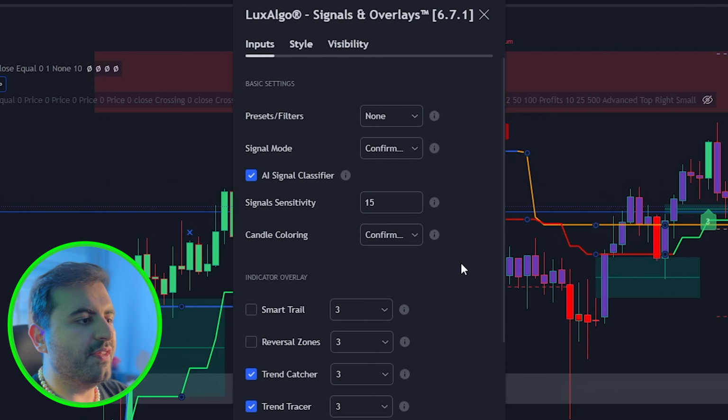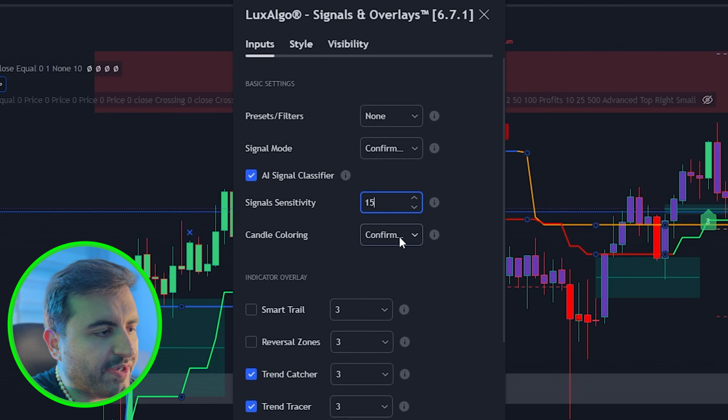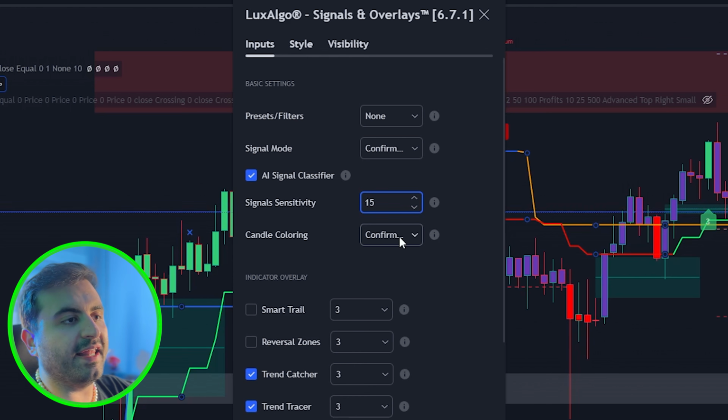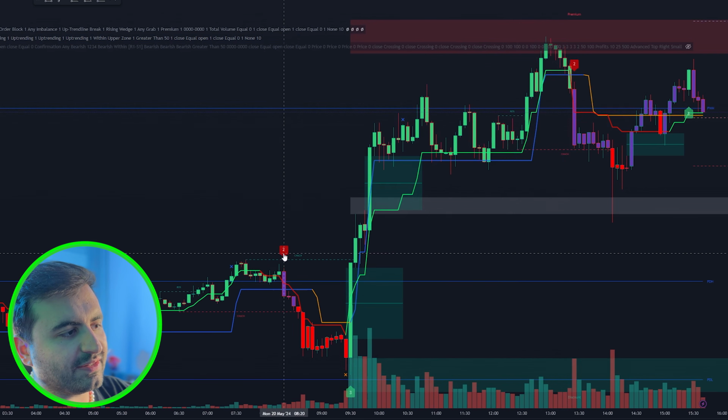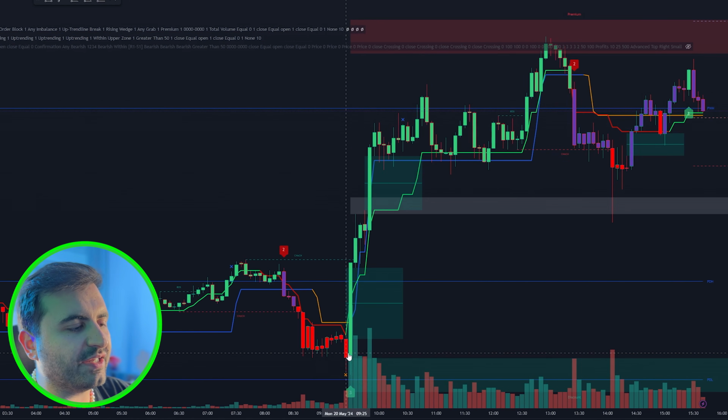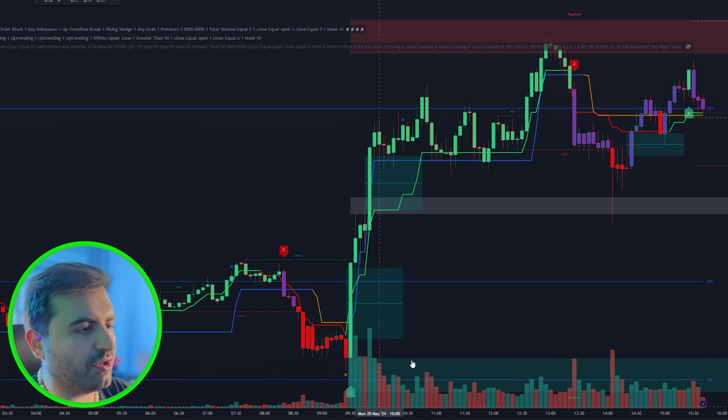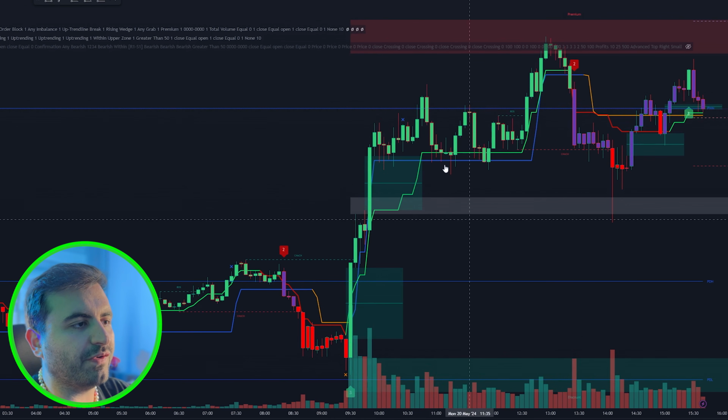Now head over to the signals and overlays. My sensitivity is 15. I'm checking on my chart whether I get a lot of signals or not, and what I see here is I get the sell signal and it got profit. You can see that it automatically gave the X icon, which is a take profit. Then I get 3 classified buy signals with the fair value gap.